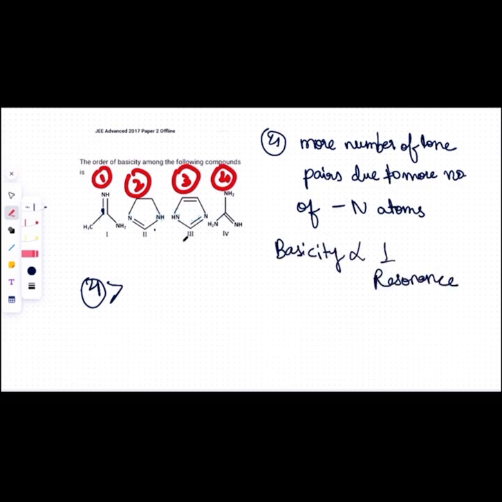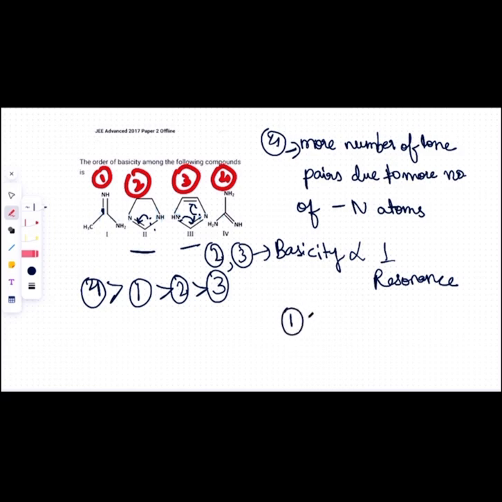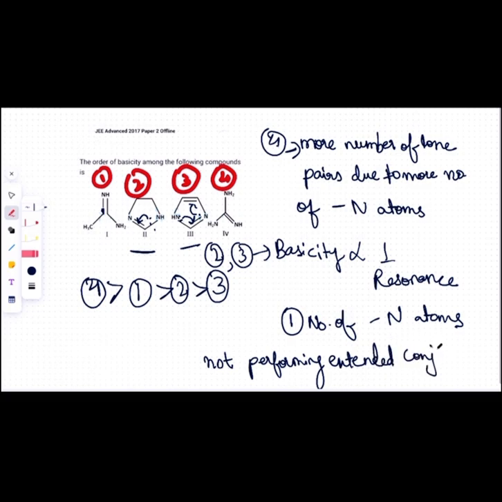Next, basicity is inversely proportional to resonance, but it is opposite in the case of acidity. Structures 2 and 3 are involved in resonance, and in 1 also resonance is there, but it is not in extended conjugation like the other structures. Therefore the order of basicity is 4, 1, 2 and 3. The more basic atoms, the more atoms having a lone pair, the more the basic character.